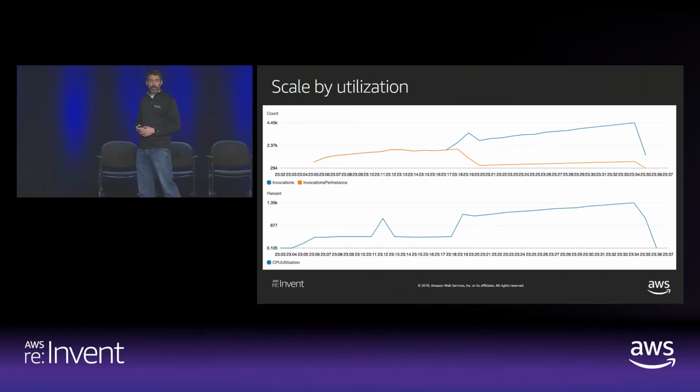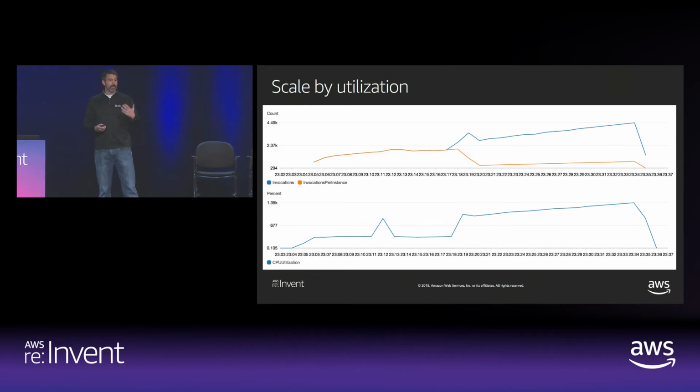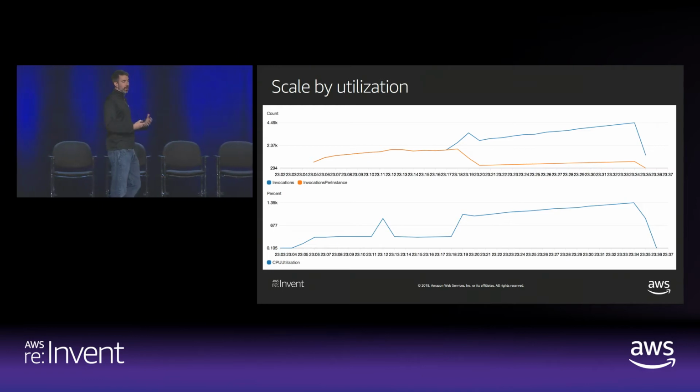And we can see what that looks like under a load test. So again, we start off, top plot is invocations and invocations per instance. You can see those are tracking together. We have one instance in the endpoint. We kick off that load test.